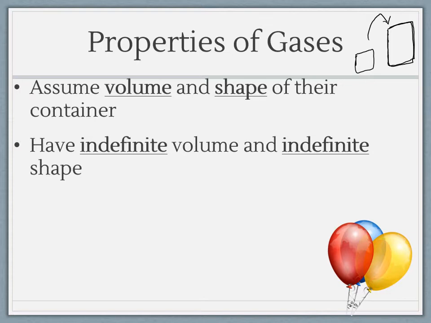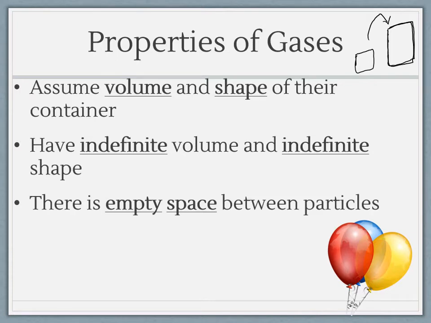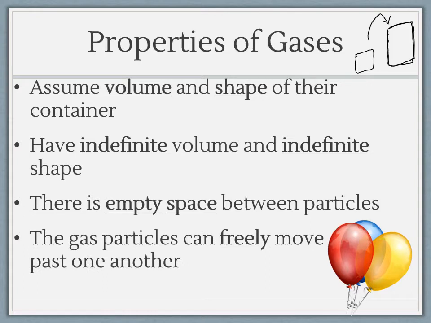Gases also have indefinite volume and indefinite shape. That goes right along with what we just talked about. There is mostly empty space between gas particles. Because they take up the maximum amount of space possible and are moving so quickly at all times, there's mostly empty space in between the particles. They're as far apart as they can be. And they can also move freely past one another. So all of these properties are unique to gases and different from liquids or solids.